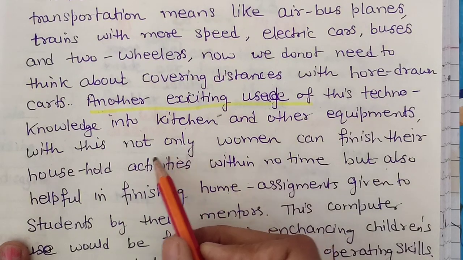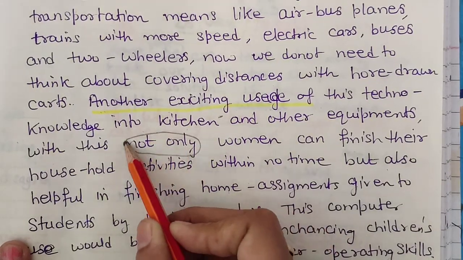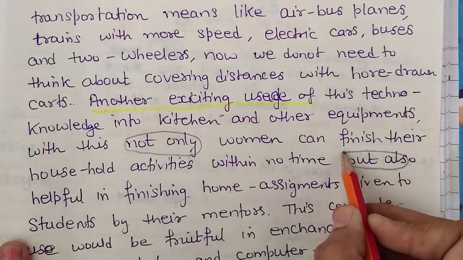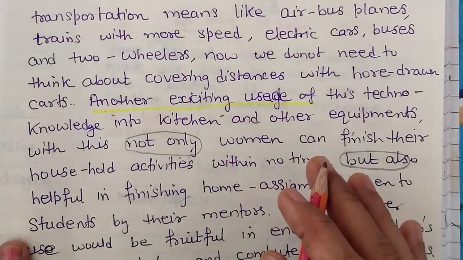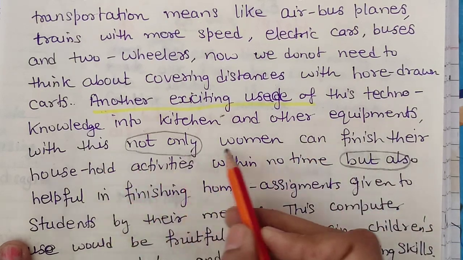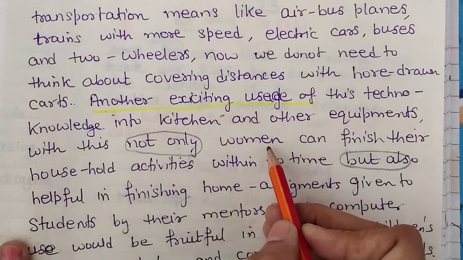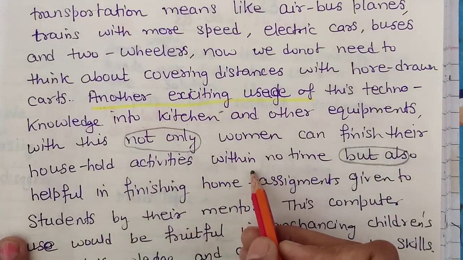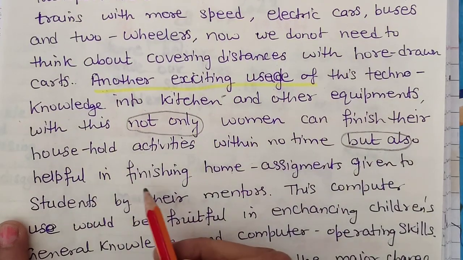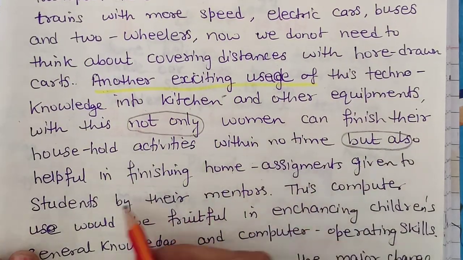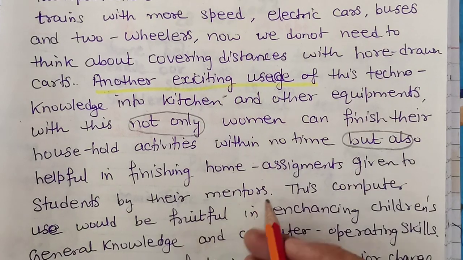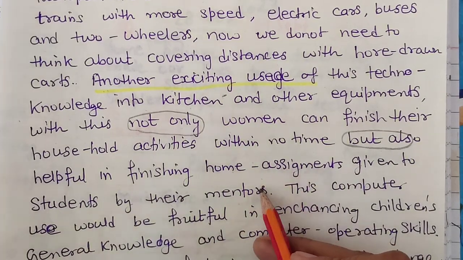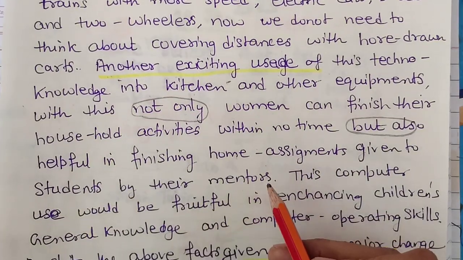With this, not only sentence structure I am using it, okay, but also I am using it. You should also use this sentence structure. With this, not only women can finish, now women means all women I am talking, their household activities within no time, but also helpful in finishing home assignments given to students by their mentors. Okay, so now I am going to explain this student's point of view.